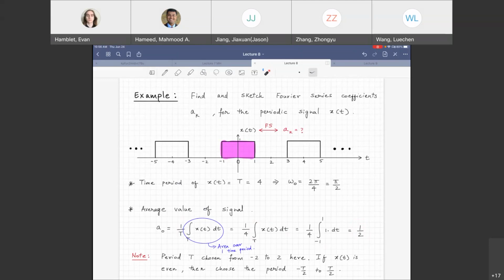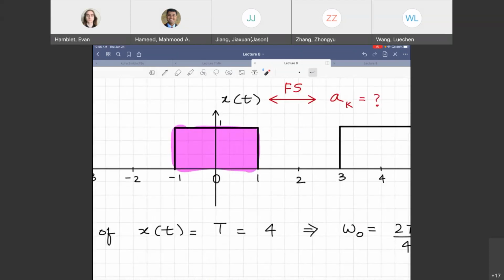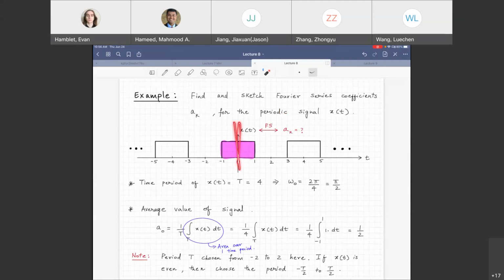I'll explain why. Next, a quick note about how you should choose your integration limits. As you can see, you could have chosen negative 1 to 3, because you're integrating over one time period. You could have said 0 to 4, or negative 1 to 3. But if your signal is even, symmetric about the vertical axis, then try to pick integration limits that are also symmetric: negative T over 2 to T over 2.